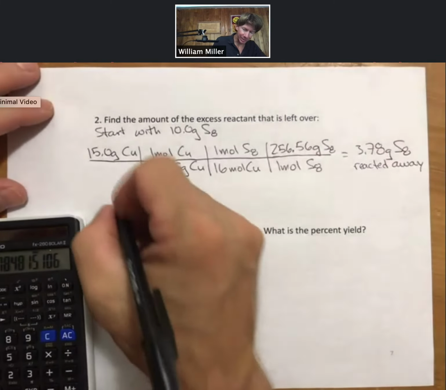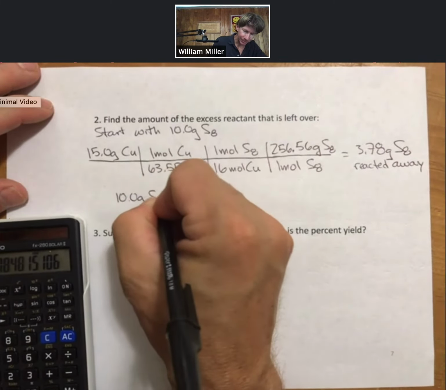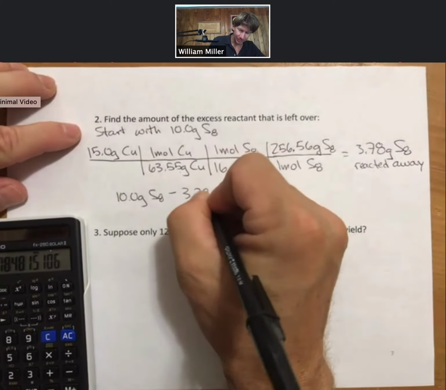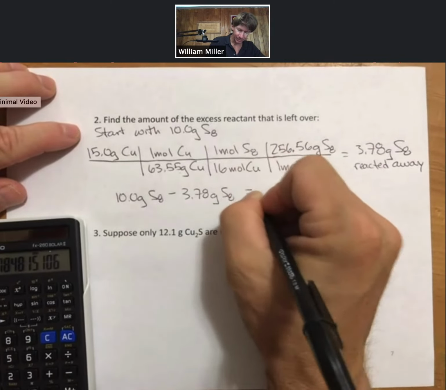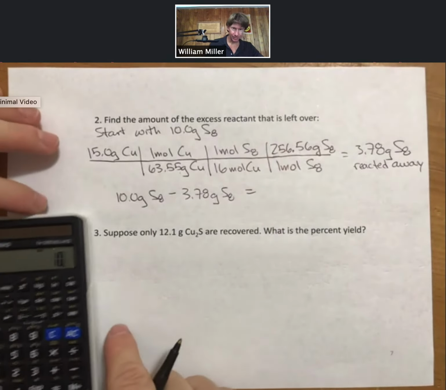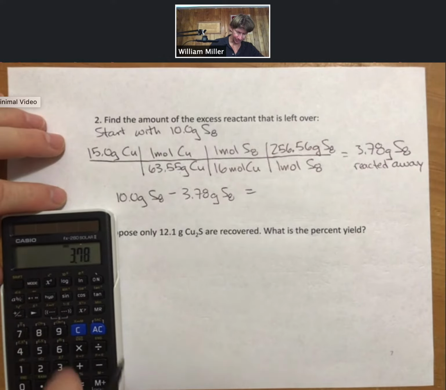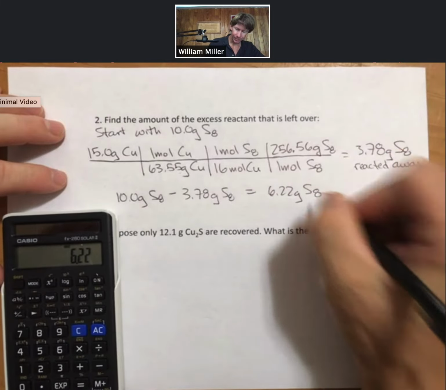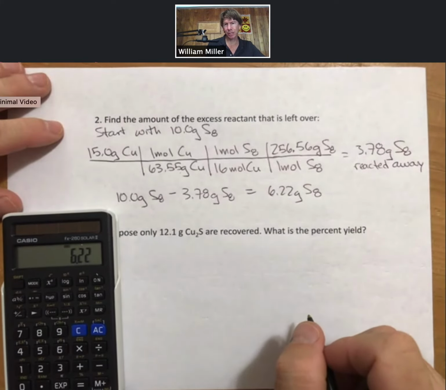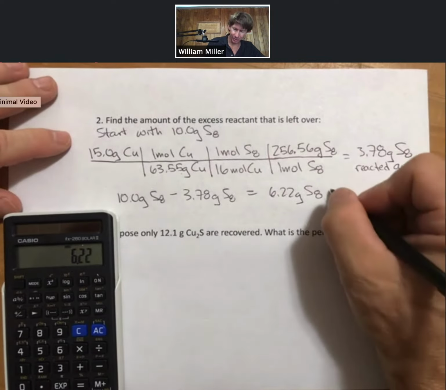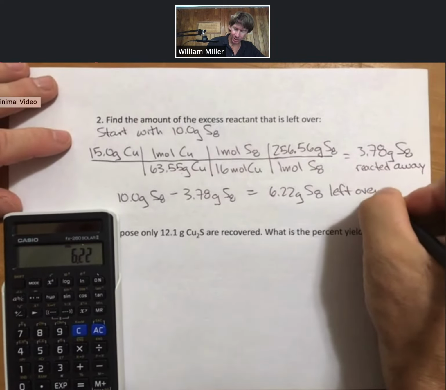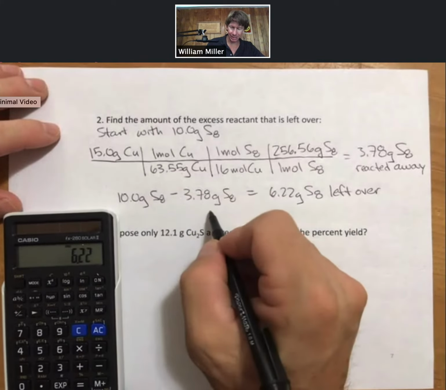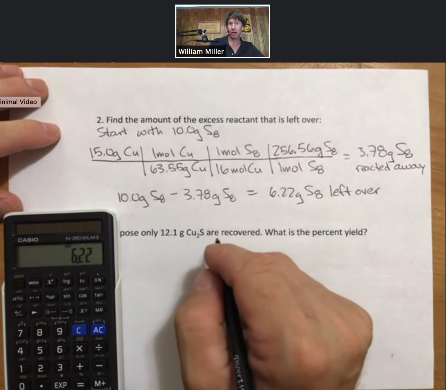And our leftover amount. Start with what we started with, subtract what reacted away. And 6.22 grams S8 left over. With 3 sig figs, always fine. Of course, if you follow the sig figs using these numbers, you would end up with 6.2, also fine.